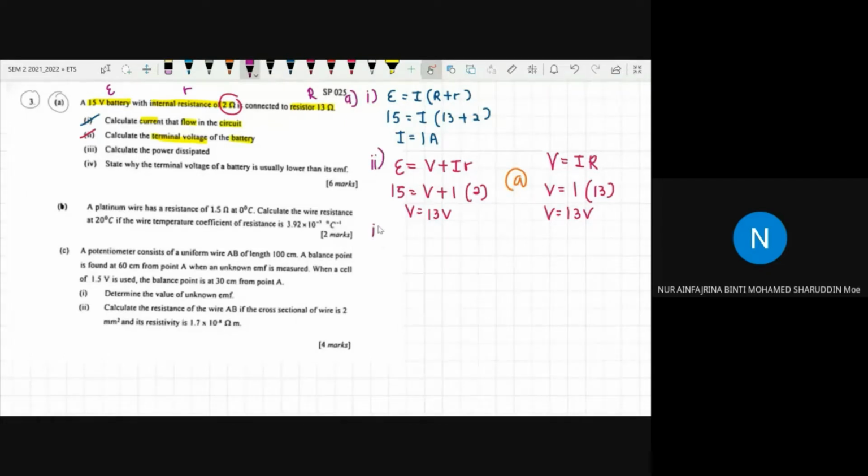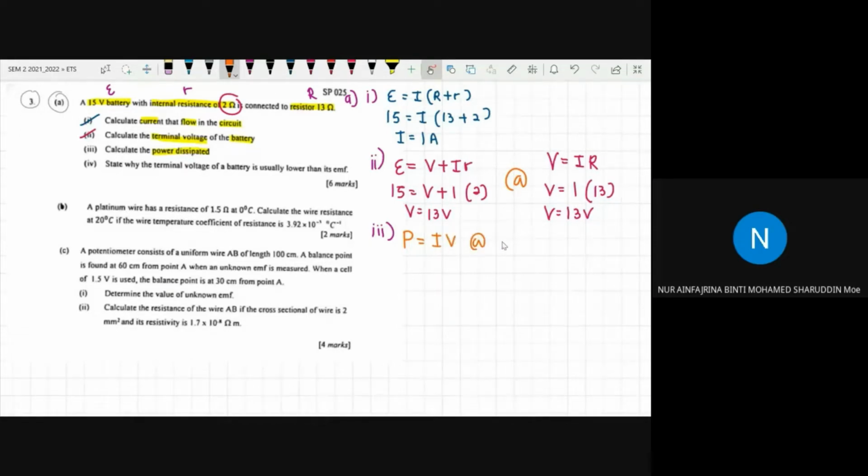Okay, now untuk question A3, the question asks us to calculate the power dissipated. Jadi kita nak cari power dia. Kalau nak cari power, nak pakai formula apa? P equals to? IV. Very good. So P equals to IV.